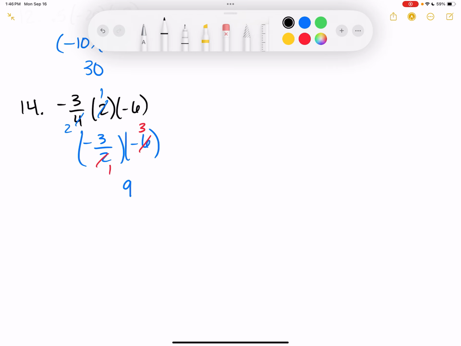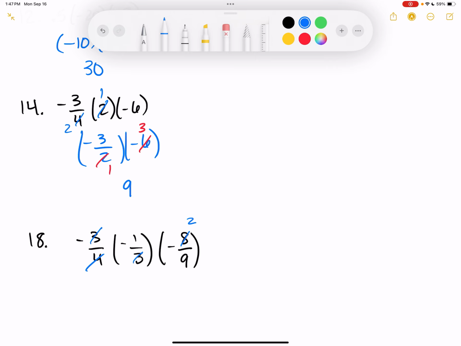Okay, 18. Negative 3 over 4 times negative 1 over 3 times negative 8 over 9. Right away, what do we see I can do with this one? Cross out the 3's. I have a 3 top and bottom. I can cancel that out. What else? Can cancel out the 4 and the 8. The 4 will go away. The 8 will become 8, 2.